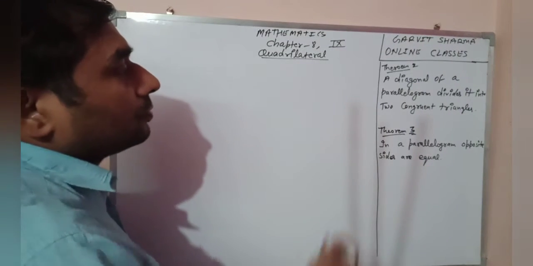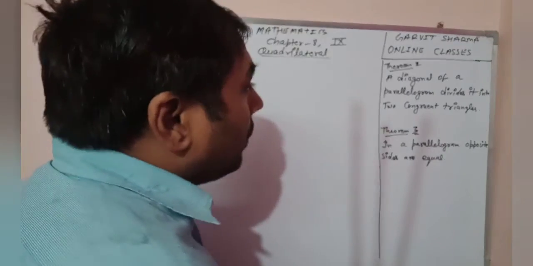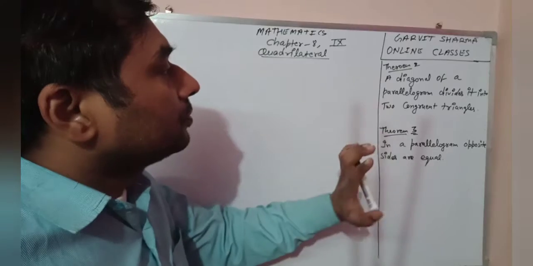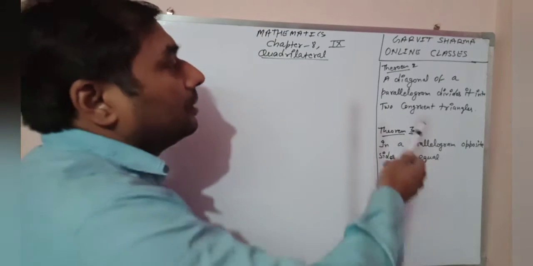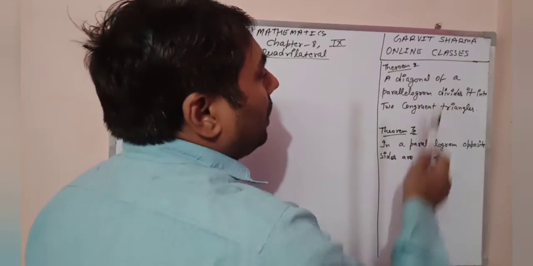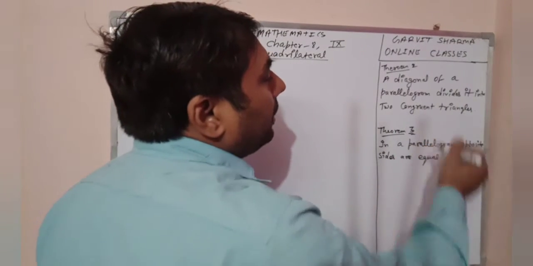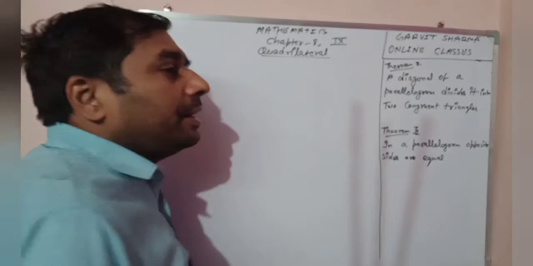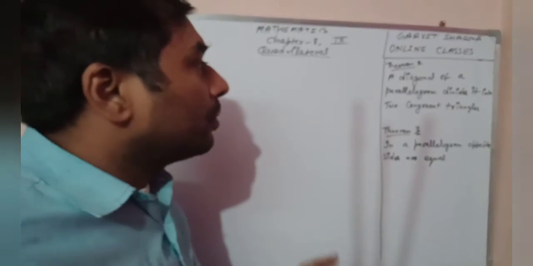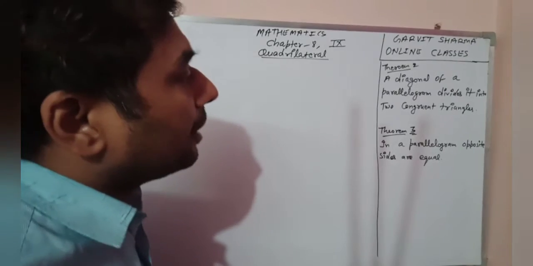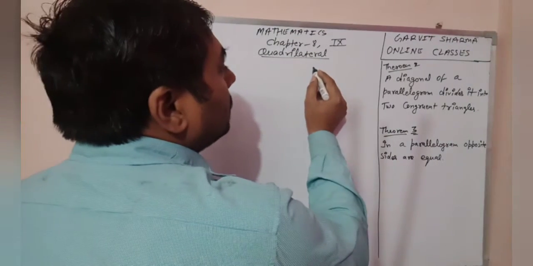Theorem 2. What is theorem 2? First of all, we try to understand what is the theorem 2. The theorem 2 is saying that a diagonal of a parallelogram divides it into two congruent triangles. Any parallelogram, diagonal of any parallelogram divides it into two congruent triangles. We have to prove it.